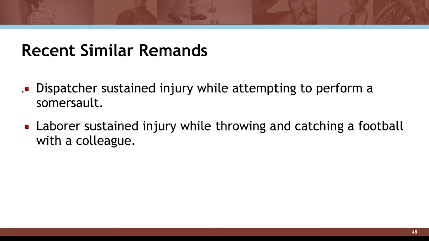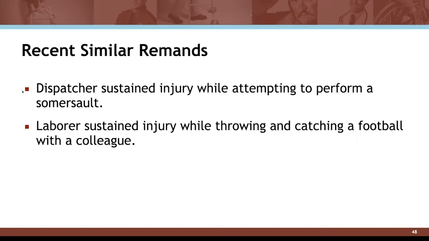We've seen some recent applications that we've had to deny for similar reasons. In the first case, a gentleman was a dispatcher. I don't know why so many cases involve dispatchers, but this gentleman was a dispatcher and he sustained an injury while he was attempting to perform a somersault. At first, when the case came to us, it said that he injured his head as he fell out of a chair. But other documents and witness statements said he came into the room and jumped off some sort of bouncy chair and attempted to do a backflip and landed on his head.